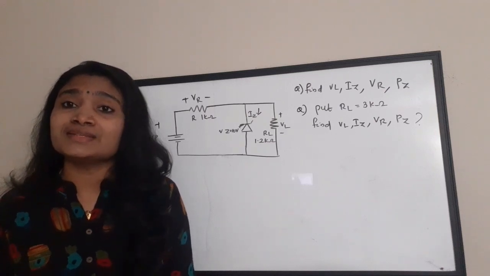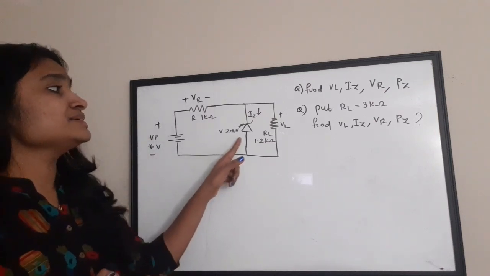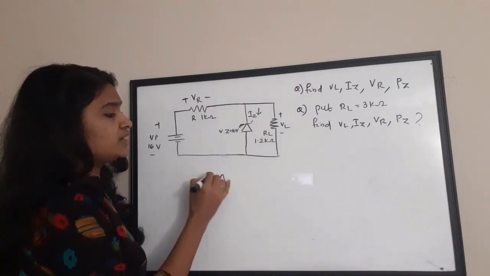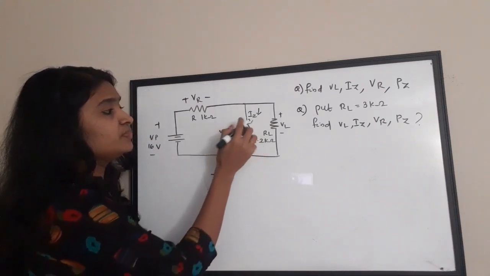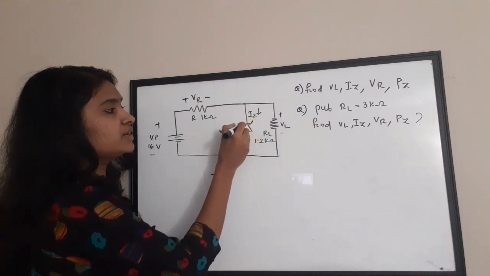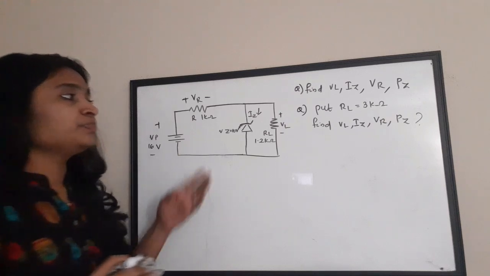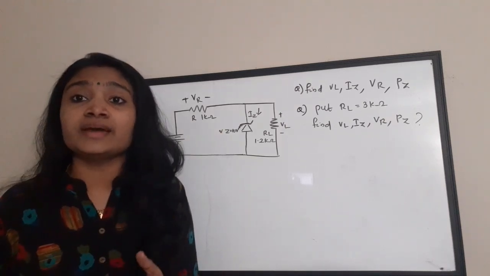So, what is the symbol of a Zener diode? This is the symbol of a Zener diode. Normally we represent a diode using an anode and cathode, but here, if you see, the cathode of the Zener diode is a little different. Now, what is the difference between a normal diode and the Zener diode?